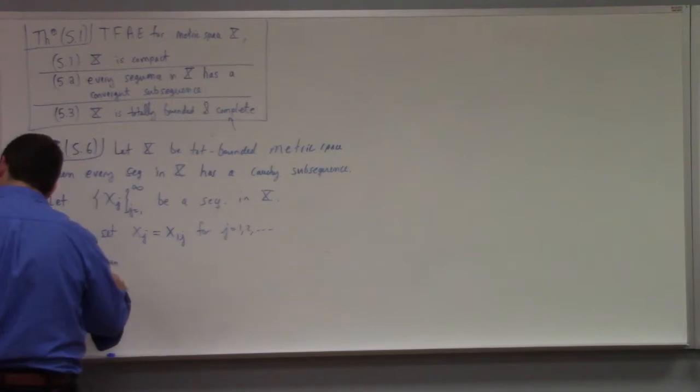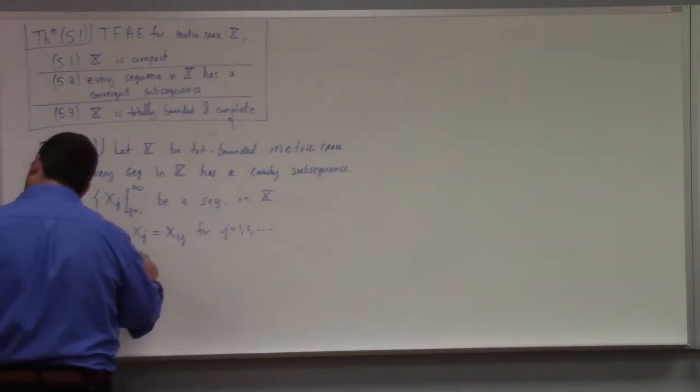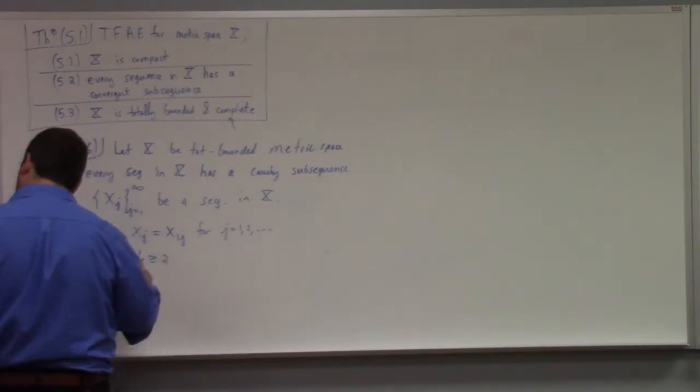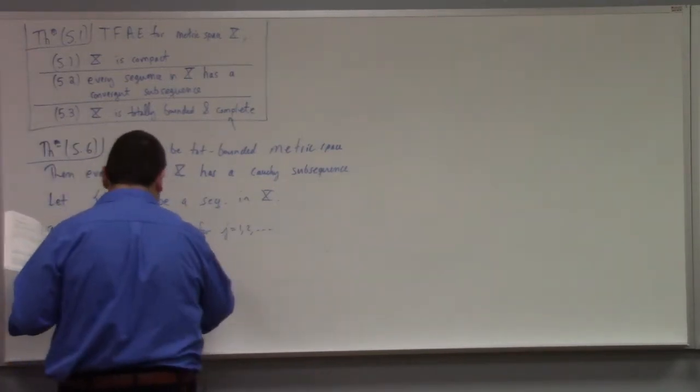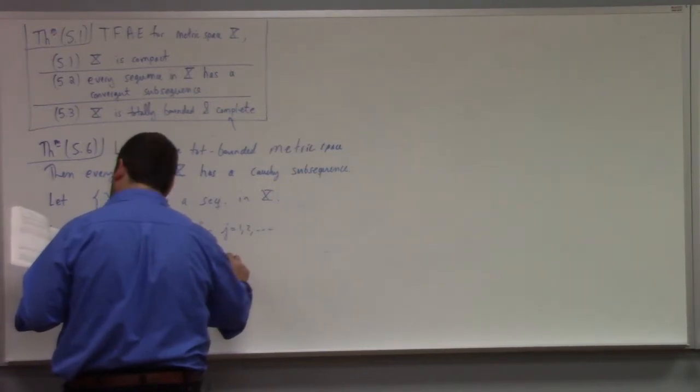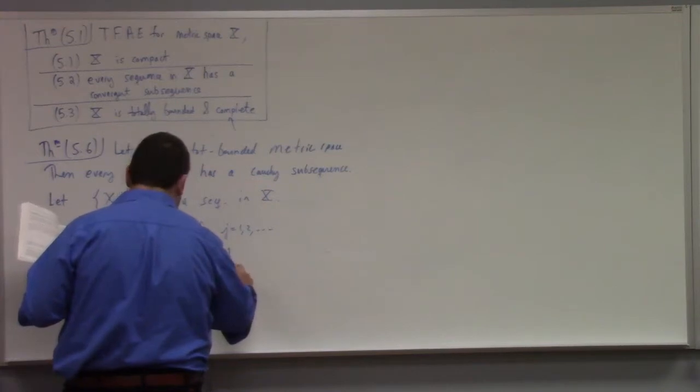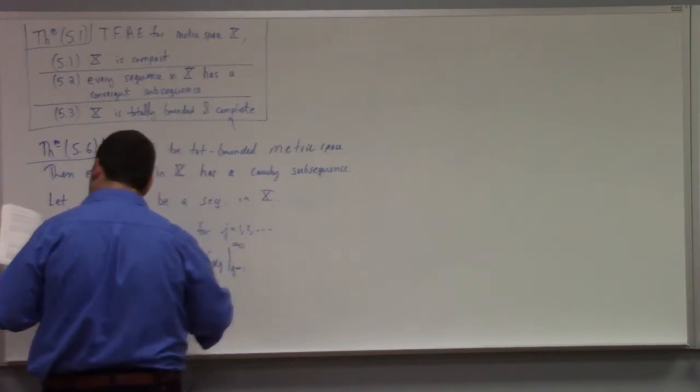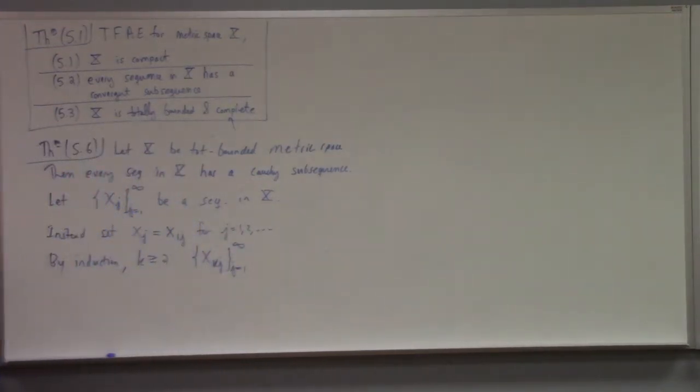Induction on what? k greater than or equal to 2. On k, I think you're right. He's about to describe what the conditions are for these new sequences x_kj, with the following properties.